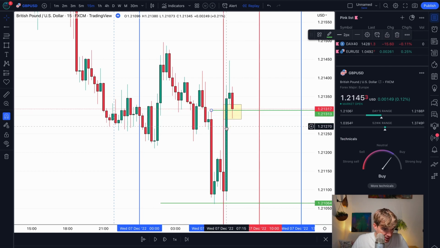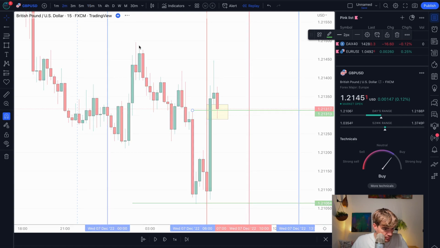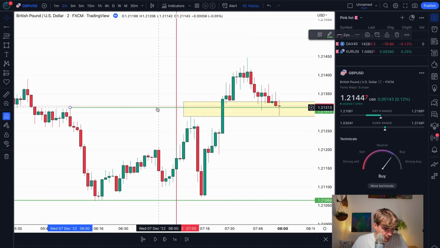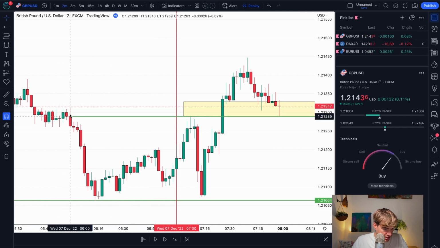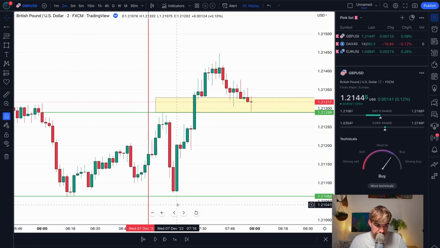And as you can see here, that high got broke. Be clearer on the 2-minute. We had that swing high. That's why the line was adjusted. That swing high and that swing low. During the open, that swing low didn't break on the pound dollar.